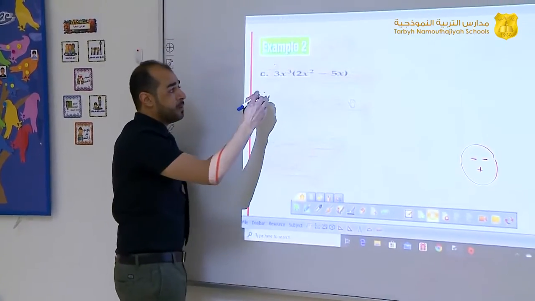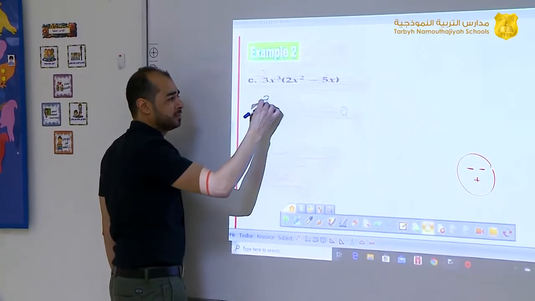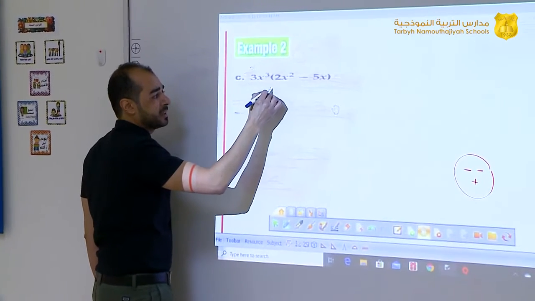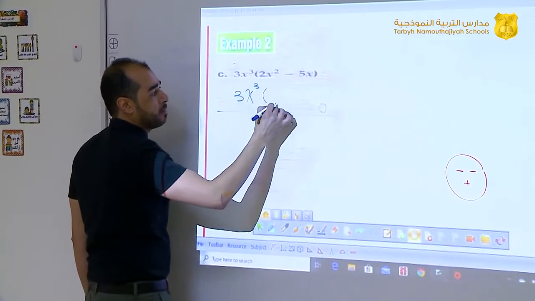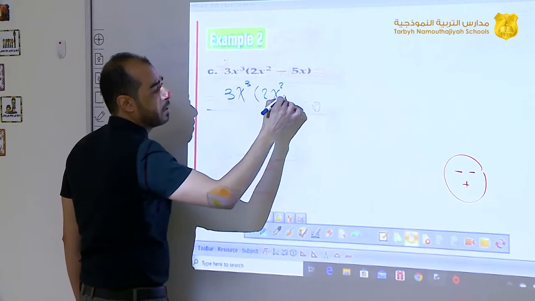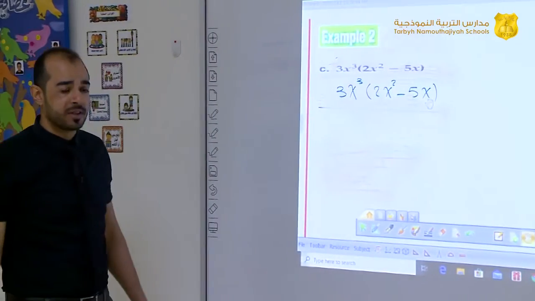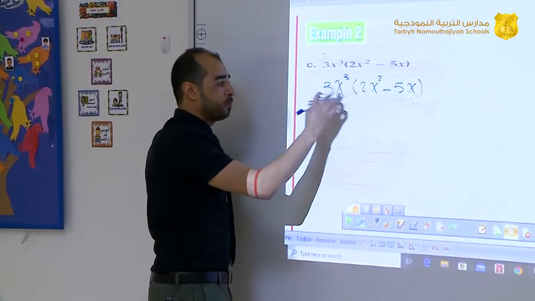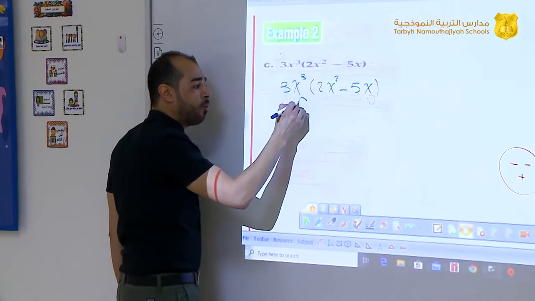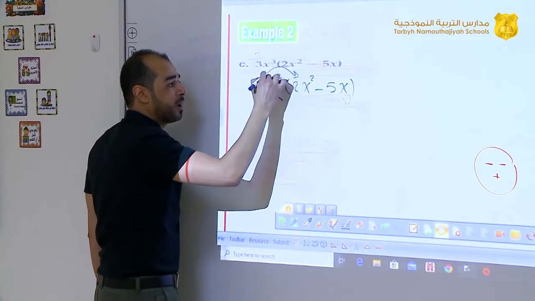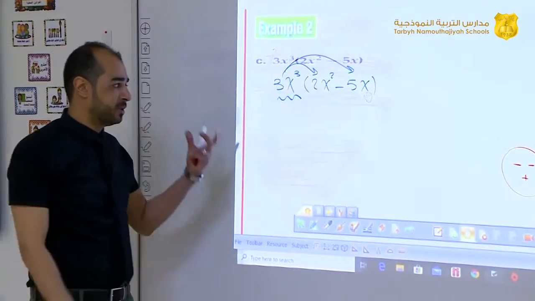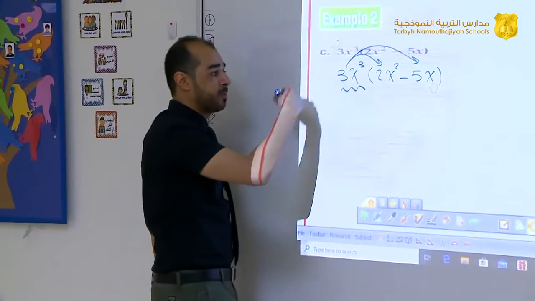Let's do it. Here we have 3x. Let's rewrite it to make it more clear. 3x to the power of 3 multiply 2x to the power of 2 minus 5x. Let's remember how we can use the distributive property. Don't forget, when we use the distributive property, we multiply all the elements outside by all the elements inside. We have here only one element outside the bracket, so we multiply.